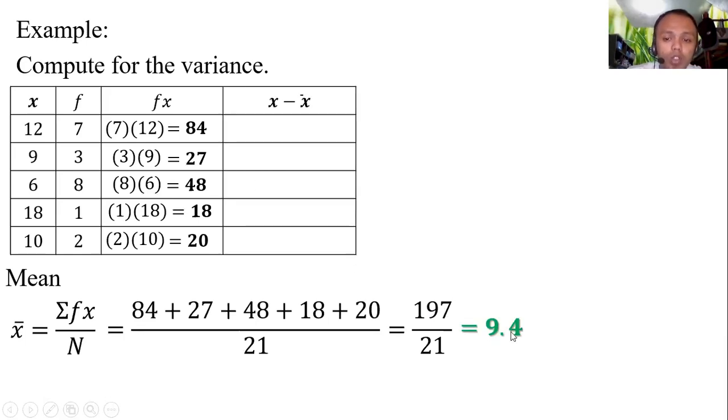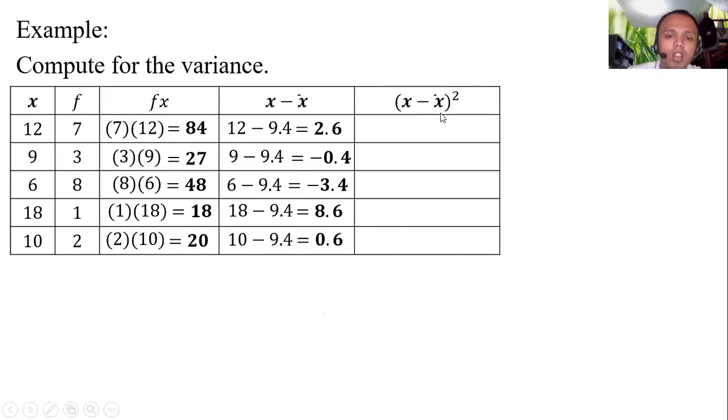Then now, 9.4 yung mean natin, subtract natin 9.4 to each of these values, sorry, dito sa x. 12 minus 9.4 is 2.6. 9 minus 9.4 is negative 0.4. 6 minus 9.4 is equal to negative 3.4. 18 minus 9.4 is equal to 8.6. 10 minus 9.4 is equal to 0.6. And then, get the square.